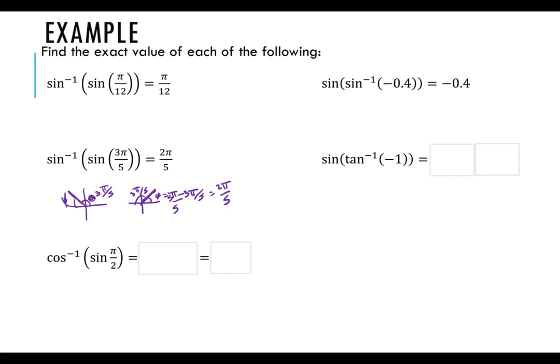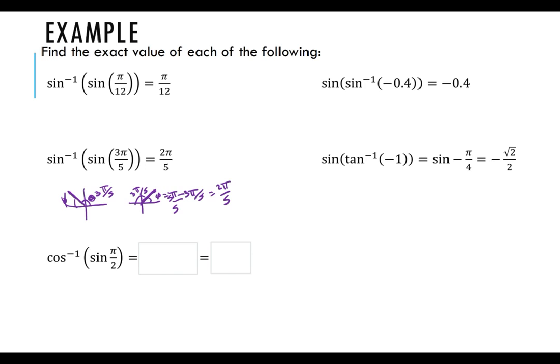Alright, sine of tangent inverse of negative 1. For this one we just have to be a little bit careful. What is tangent inverse of negative 1? Well, that's going to be in the fourth quadrant, and specifically it's going to be a reference angle of pi fourths, so it's negative pi fourths. So what's sine of negative pi fourths? Well, it's negative root 2 over 2, because of course we're in the fourth quadrant.